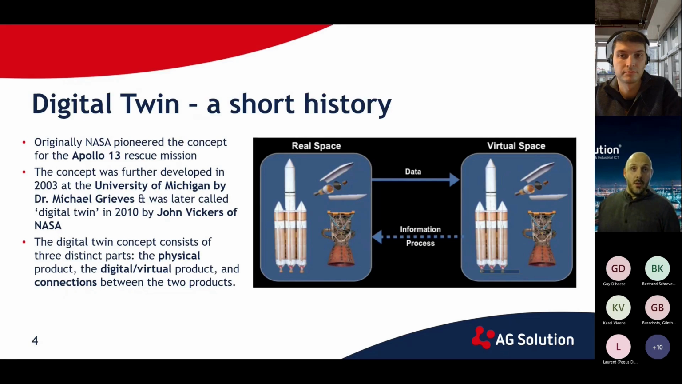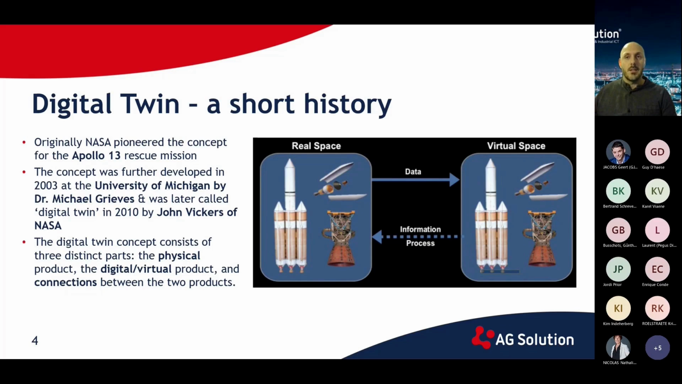The concept of a digital twin was first pioneered during the rescue mission of Apollo 13 in the 1970s. The digital twin model allowed engineers to test possible solutions from ground level. The concept was further developed at the University of Michigan in 2003 and was later called digital twin by NASA in 2010. Every digital twin consists of three parts: a physical part, a digital or virtual part, and a connection layer. Please keep the last sentence in mind.